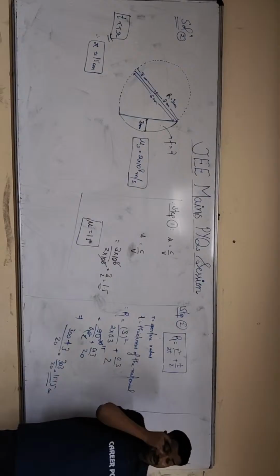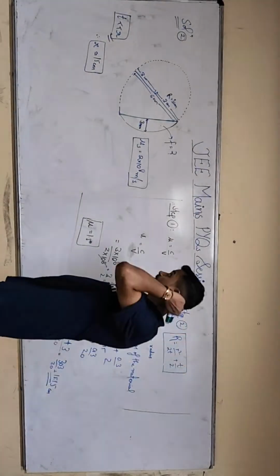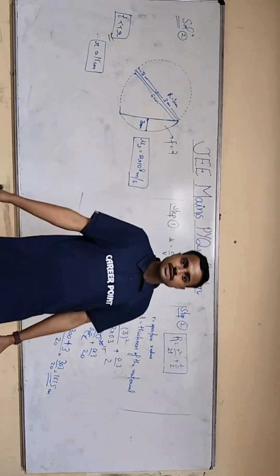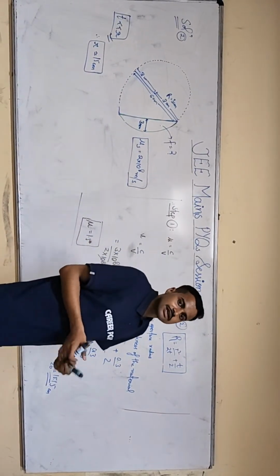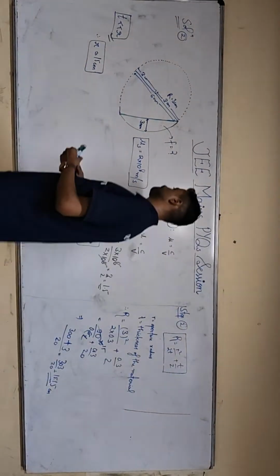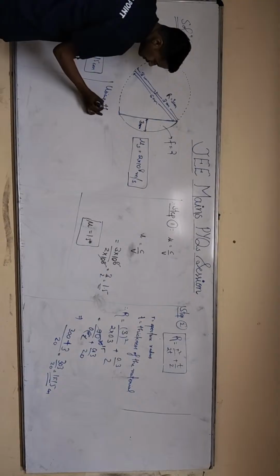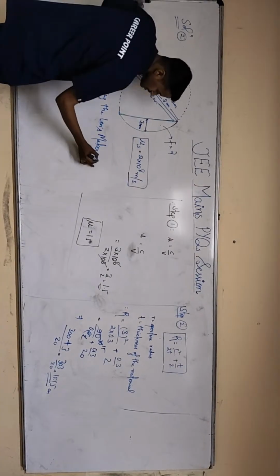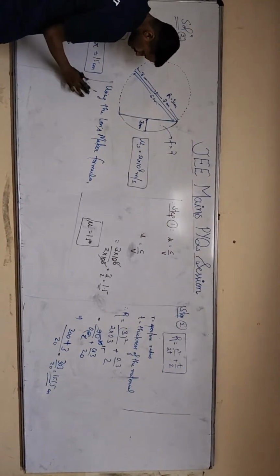So our next step is to put the values in the lens maker formula, because it establishes the relationship between focal length, refractive index, and radius of curvature. So without wasting any time, let's put the values in the lens maker formula and get your answer. Your lens maker formula is like this.